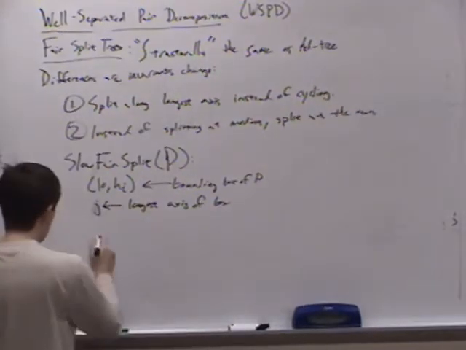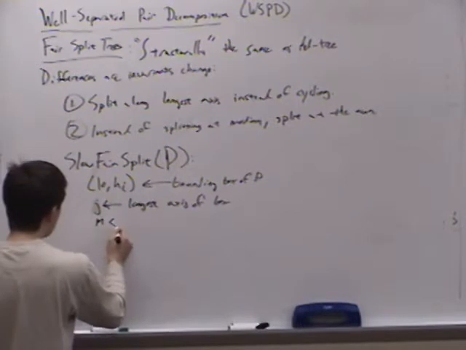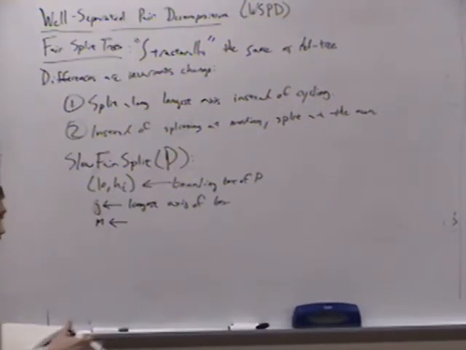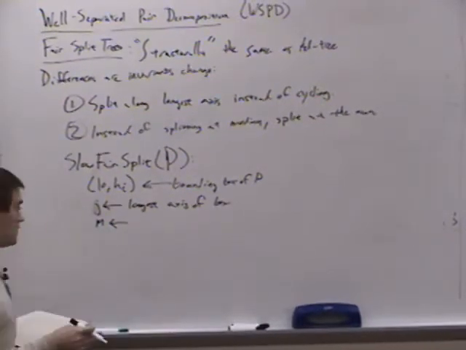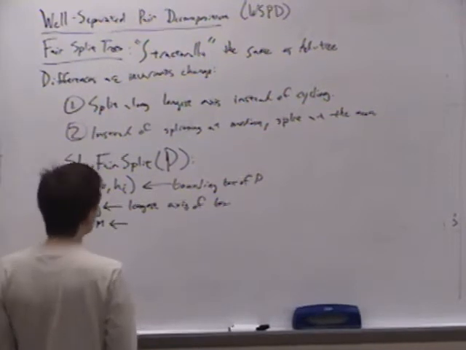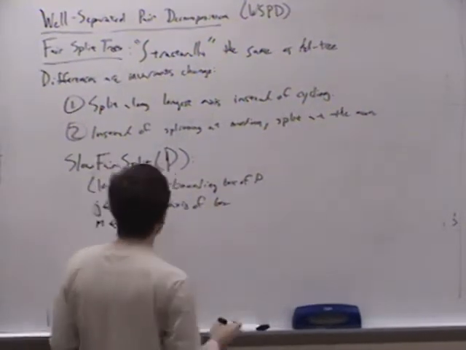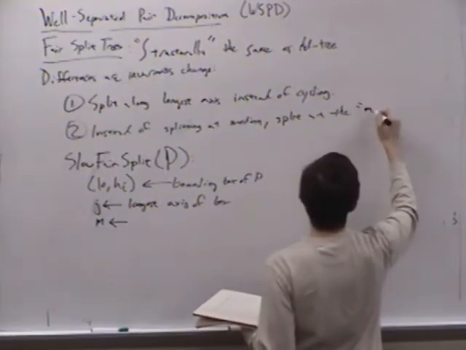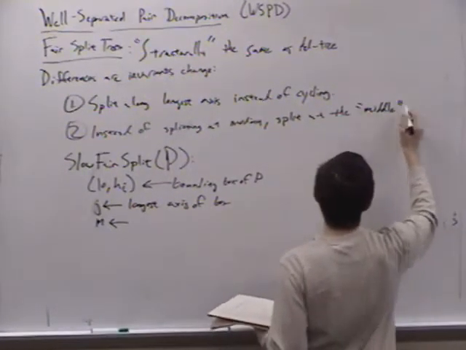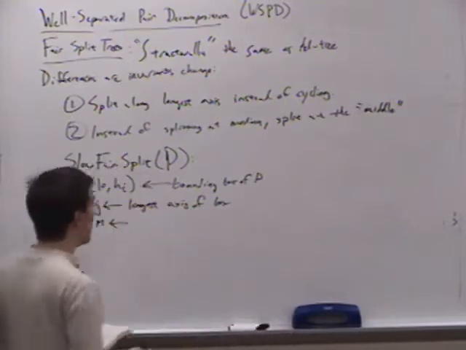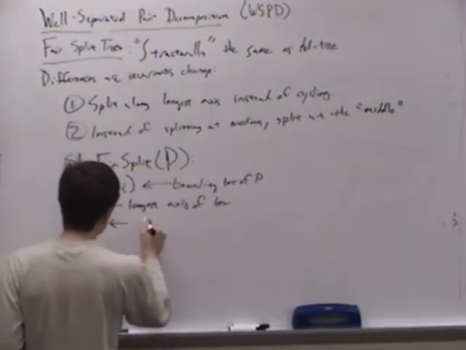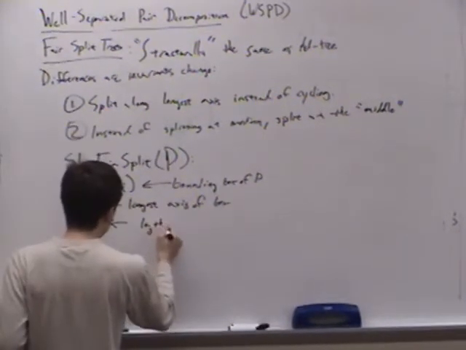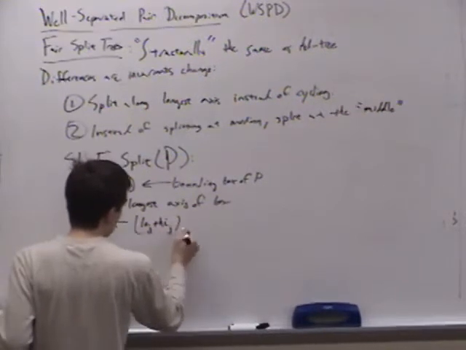And we're going to define M to be the mean of these points. So it's basically going to be the midpoint of this box. I guess I shouldn't say split at the mean, but split at the middle is maybe the right way to put it. So this is basically halfway between the upper and lower bounds. So we're going to set M equal to low sub j plus high sub j, divided by 2.